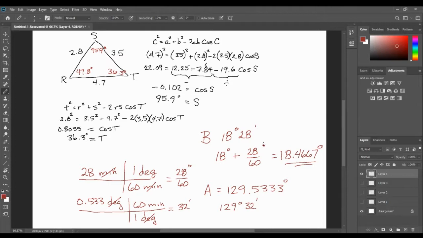Some calculators will let you type in degrees and minutes. And if so, you can do that. You can just type that in and use degrees and minutes. If you don't have a calculator that will let you type it in that way, go ahead and convert degrees, minutes over to decimal degrees. And then when you solve the other angle in decimal degrees, just convert that decimal portion over to minutes by multiplying it by 60.